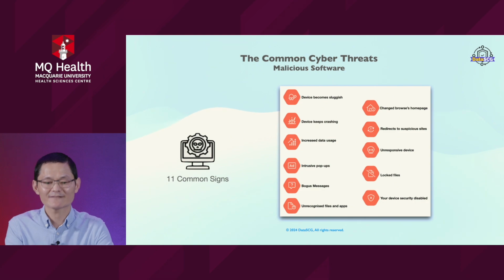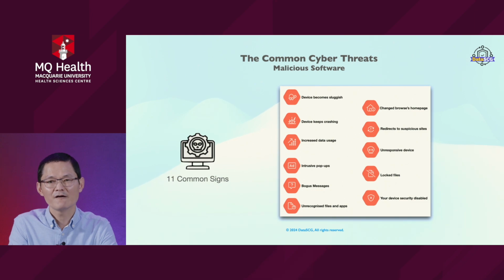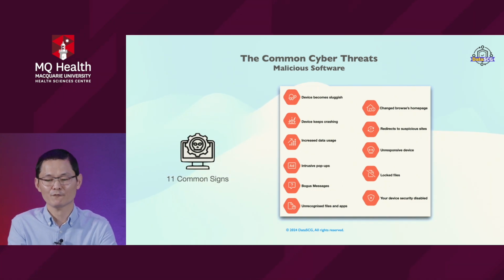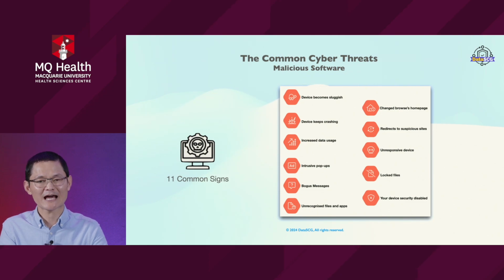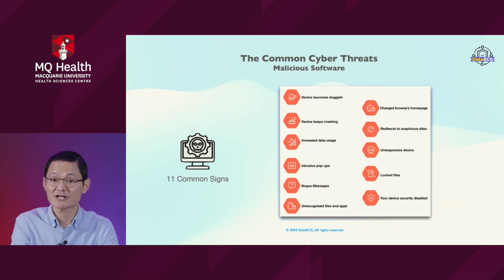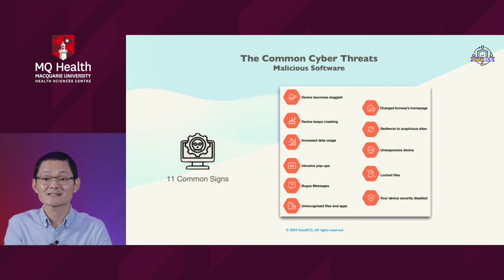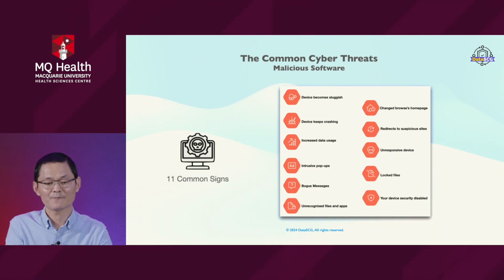Now let's look at another common cyber threat: malicious software. There are 11 common signs of malicious software that could indicate that your device is being affected, as you can see on the right-hand screen. I won't go through each of them, but just some top signs you should be looking for. Things like your device becomes sluggish and your device keeps crashing, etc., which you should be very aware of. I'll share some tips to help you protect yourself from malicious software shortly.